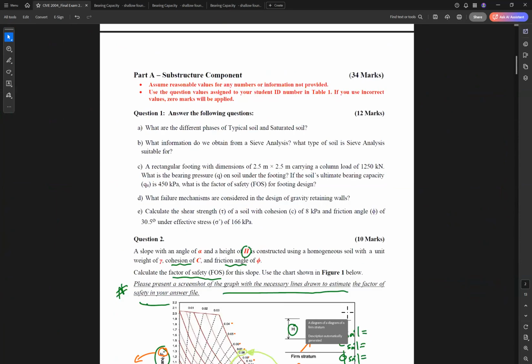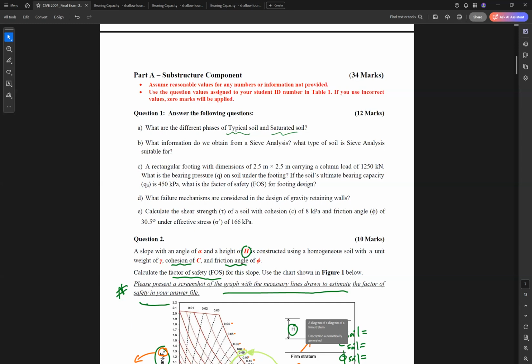So for example, here's just one of the important questions: what is the difference between typical soil and saturated soil? Yep. Typical soil means soils that have 3 phases: solids, water, and air. Saturated soil means the air is filled with what? Water. Dry soil means the water was dried, so it will be solids and air only. So you understand the difference between these 3.